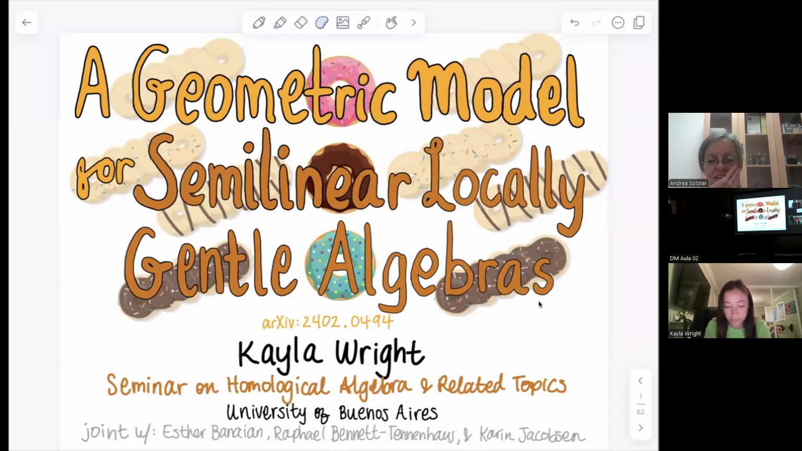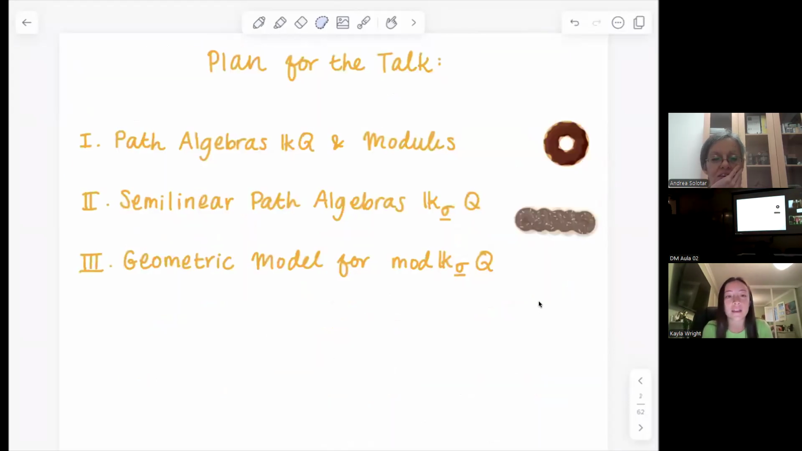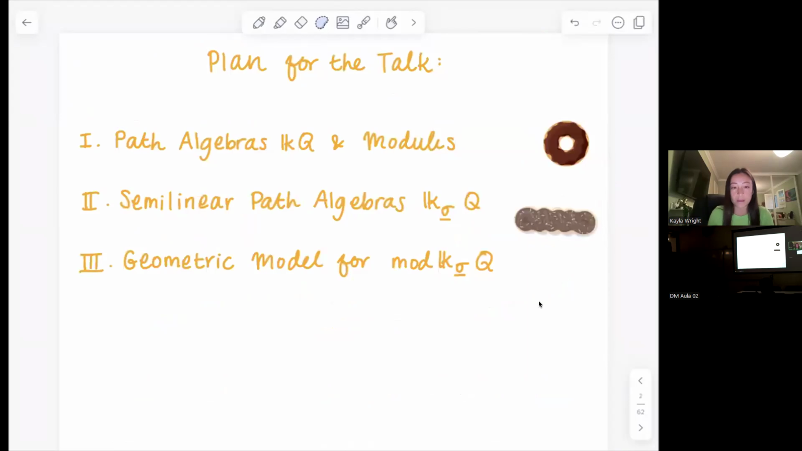So the plan for the talk today is we're going to first review what the notion of a path algebra from a quiver is and modules over these path algebras. And then we'll be discussing a generalization of the path algebra, which we'll call semilinear path algebras.